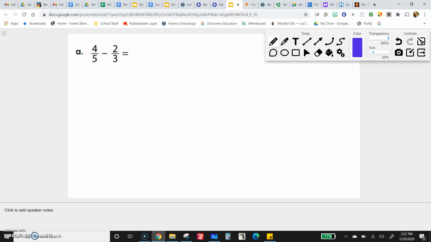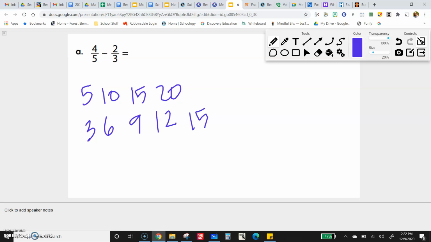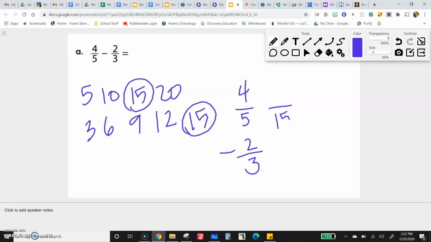So 4/5 minus 2/3. Step 1, what is it? Find a common denominator. So 5, 10, 15, 20, 3, 3, 6, 9, 12, 15. Oh, 15. Boom, love it. So now I have 4/5 minus 2/3. So now I know my common denominator is 15. What's my next step? Write equivalent fractions. So what do I multiply 5 by? I multiply it by 3.